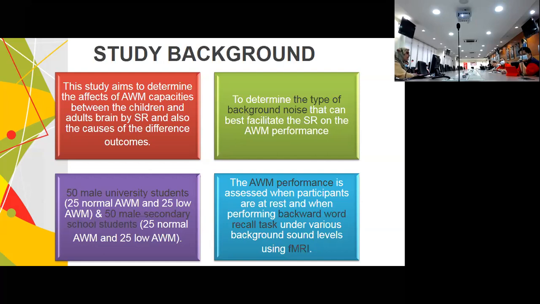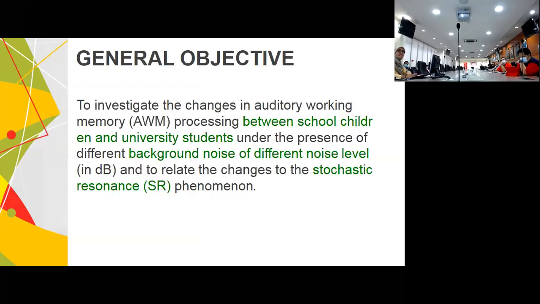The AWM performance is assessed while participants are performing backward digit span tasks under various background sound levels using fMRI. So this is the general objective: to investigate the changes in AWM processing between school children and university students under different background noise levels, and to relate these changes to the stochastic resonance phenomenon.